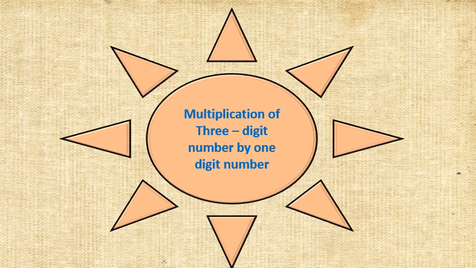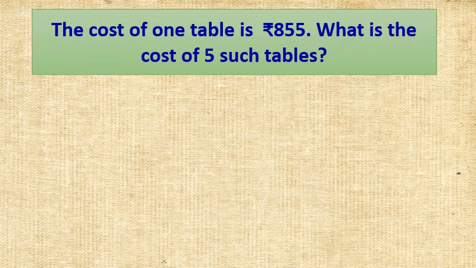Now multiplication of 3-digit number by 1-digit number. Same method is there. No changes, only we have to use the given numbers. See here. See students, here the cost of one table is rupees 855. What is the cost of 5 such tables? Here we are going to carry out the multiplication, isn't it? Here we are going to do 855 multiplied by 5.